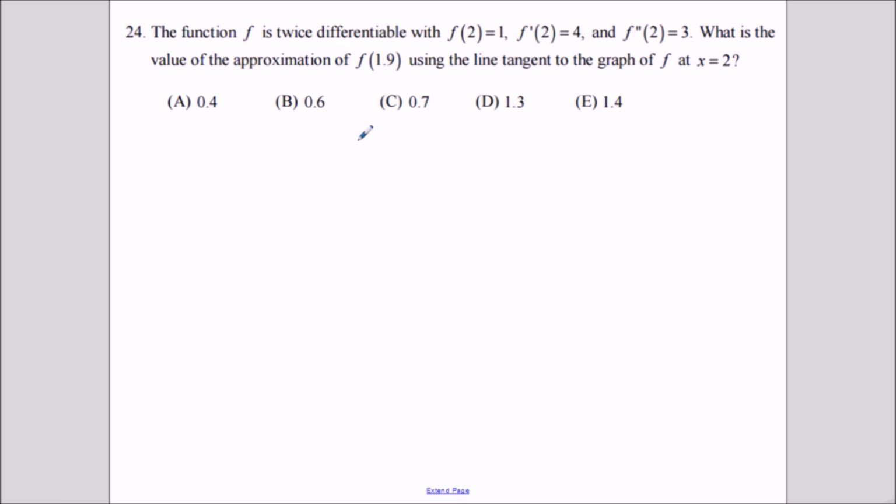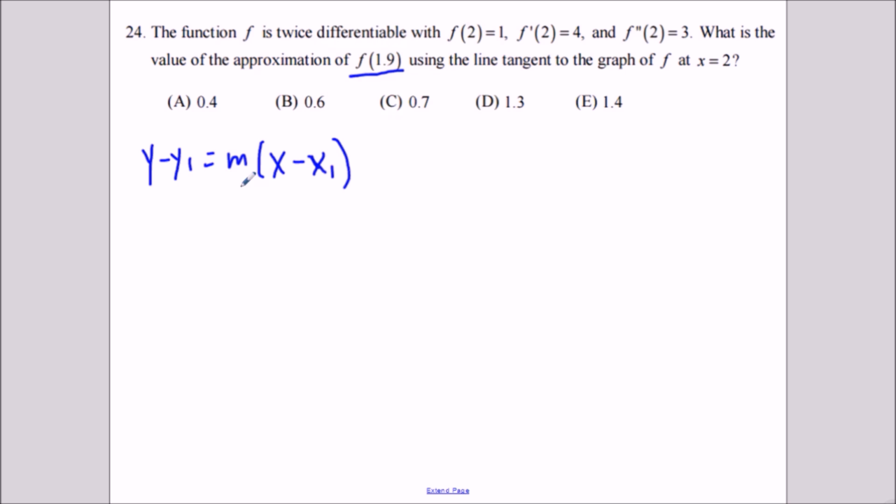Okay, for question 24, we have a function that's twice differentiable. We're given f of 2, f prime of 2, f double prime of 2. And we want to know the value of the approximation of f of 1.9 using the line tangent to the graph of f at x equals 2. So whenever I do problems like this, I think of the equation of a line in the form of y minus y1 equals m times x minus x1.